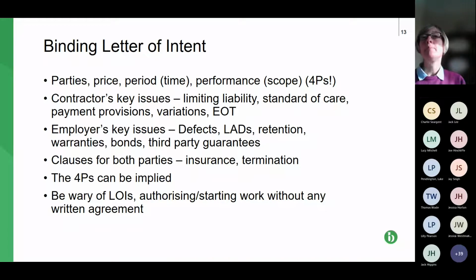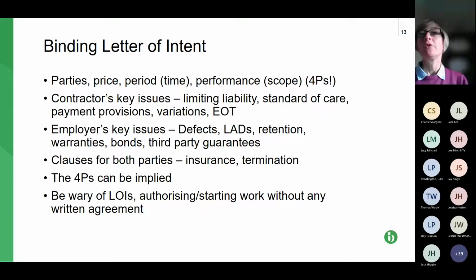What are going to be the employer's, so the paying party's, key issues? They're going to be things like defects, what's a defect, what isn't, delay damages in the event of a delay, what they're going to retain, so the retention from payment, whether any warranties, bonds, third-party guarantees are required. Clauses that are relevant to both parties: insurance, for obvious reasons, and termination.